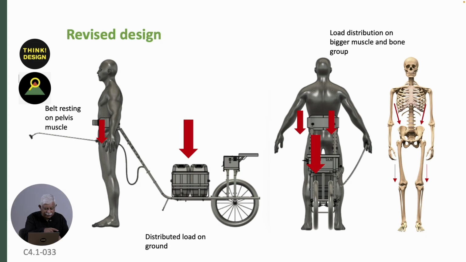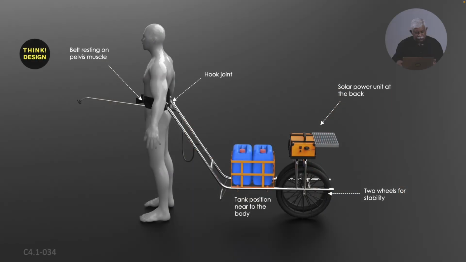So you had this with the container and the load is distributed around. And the portion to pull it is around your waist instead of your shoulders. So this is a little more detailed version of it. You can see the hook joint for connecting it to your body, and that's the tank position.